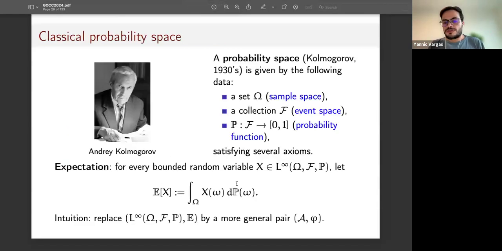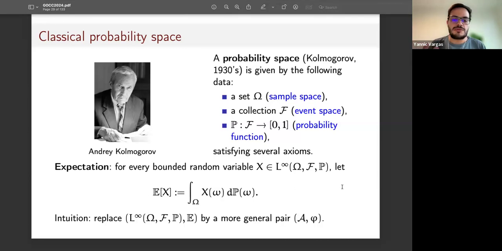So before giving you the definition, let me recall some of the classical setting in probability. In a probability space, we consider essentially a sample space, a collection called the event space, and a function, the probability function, which satisfies several axioms. And as soon as you have bounded random variables, meaning that this integral is supposed to exist, you can consider the expectation.